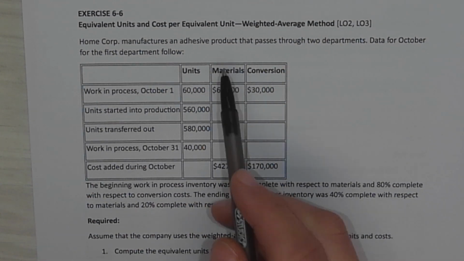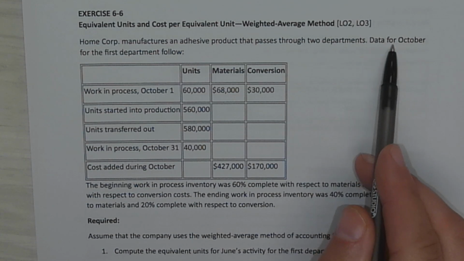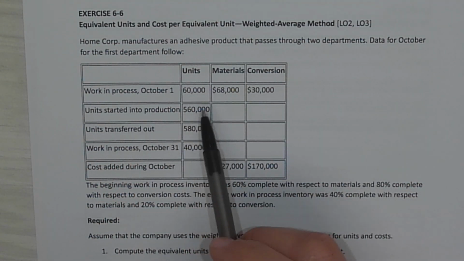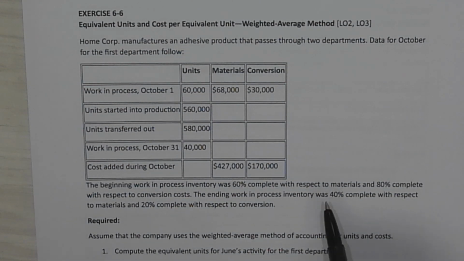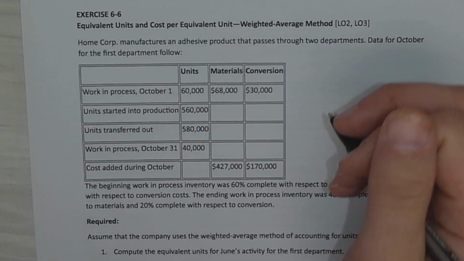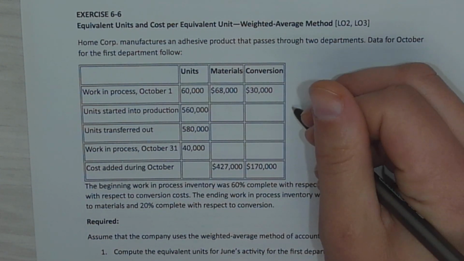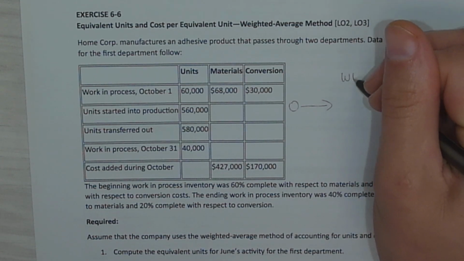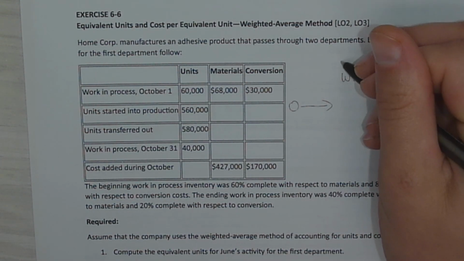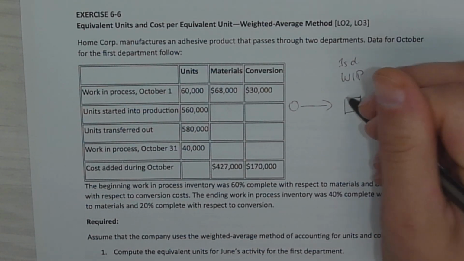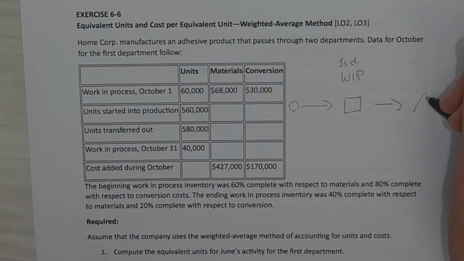HomeCorp manufactures an adhesive product that passes through two departments. Data for October for the first department follows. So here again, we're going to put everything together that we've worked through this chapter. We've got our raw materials section. It goes into our WIP in this specific department, so we'll just call it first department. And then that will move on to finished goods.